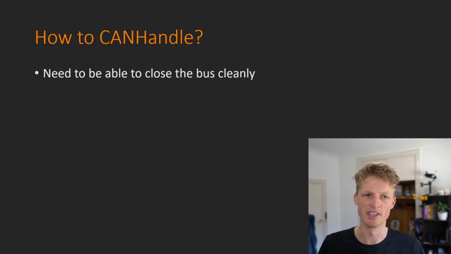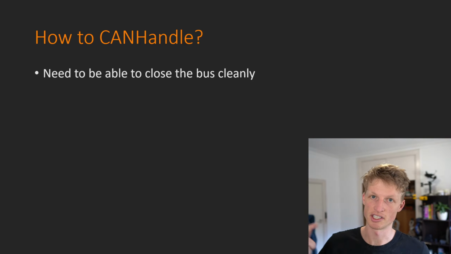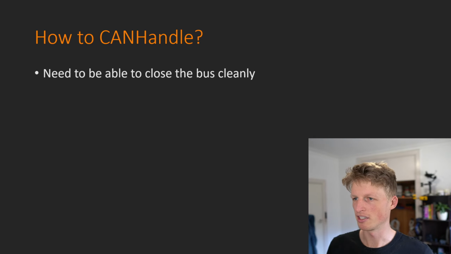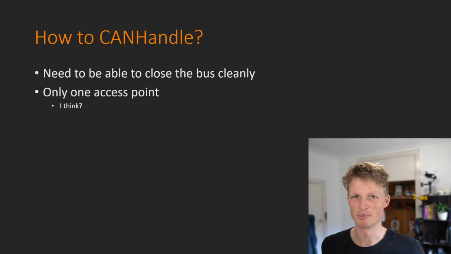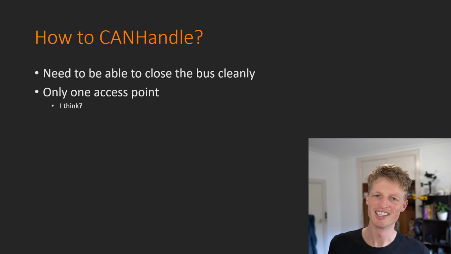It was not closing properly, and every time I tried to start it up again, there'd be too many messages in the system and it'd all just get stuffed up, and I'd have to turn everything off and restart the whole thing again rather than just the robot. So I need to be able to close the bus cleanly. I think I only need one access point. Well, I need only one access point.